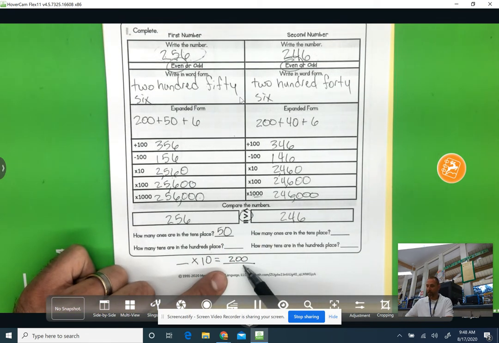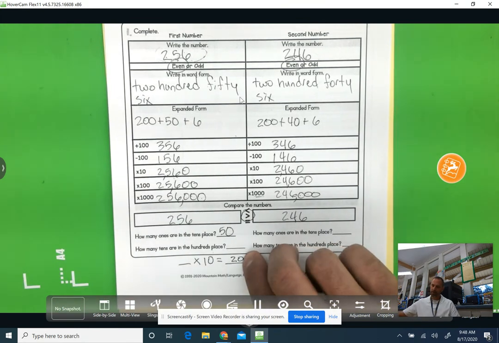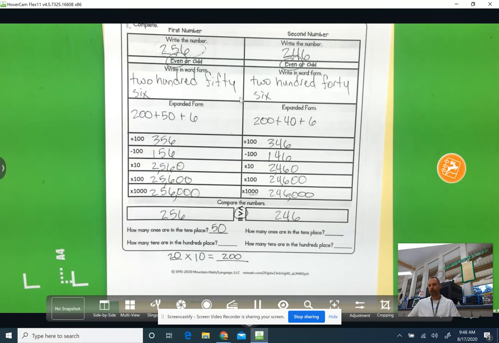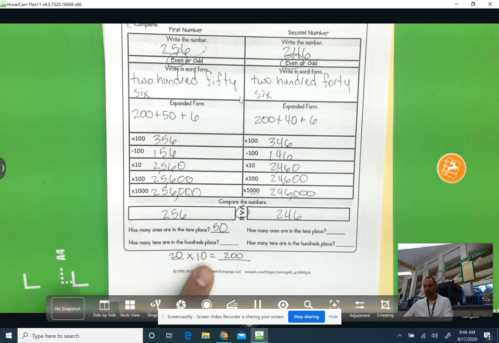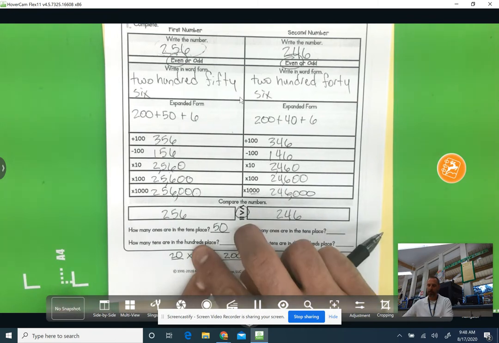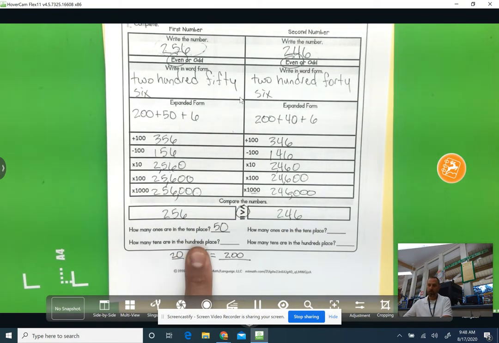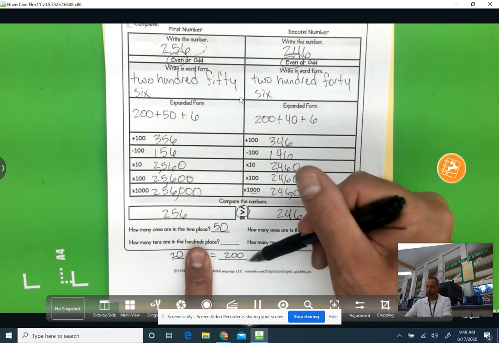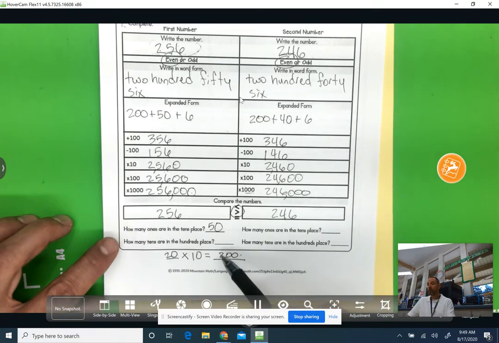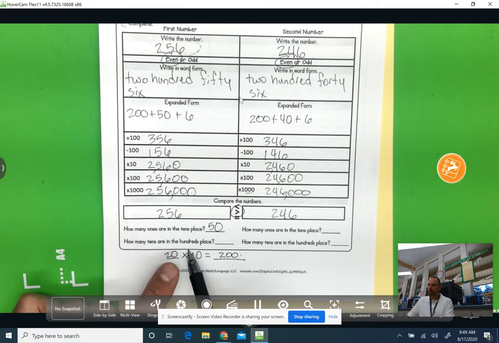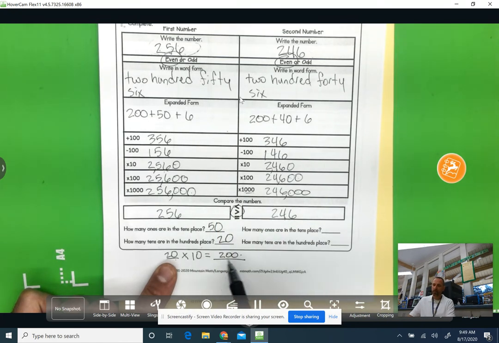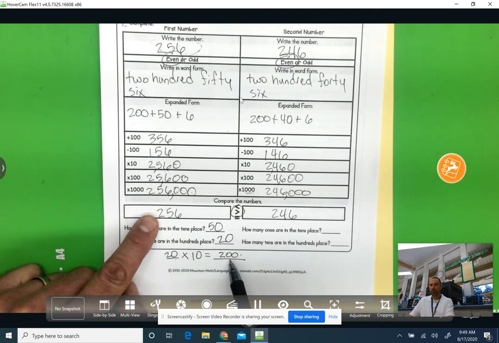So here we have the answer. We added a 0 to it. So if you take away one of those zeros, it's 20 times 10 equals 200. Anytime you multiply a number times 10 to get the answer, all you have to do is add a 0 to the number that you multiplied by 10. So we are multiplying 20 times 10, and if we add a 0 to it, we end up with our answer of 200. So to answer your question, how many tens are in the hundreds place? There are 20 of them, because 20 times 10 gives us the value of our 2 that's in the hundreds place.